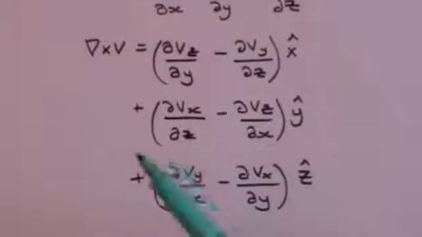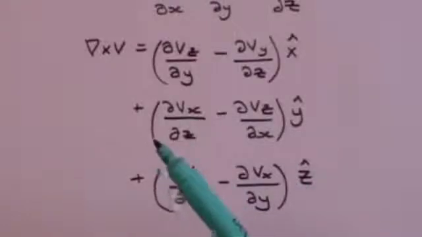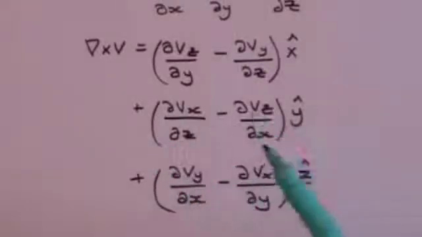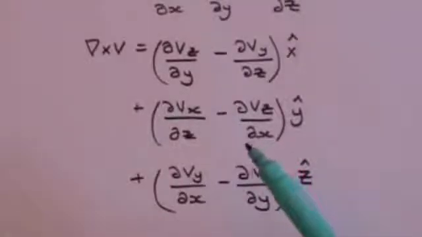Don't expect you to remember that. That's just what the cross product of the del term with the vector v becomes. And believe it or not, we shall be using this later on.